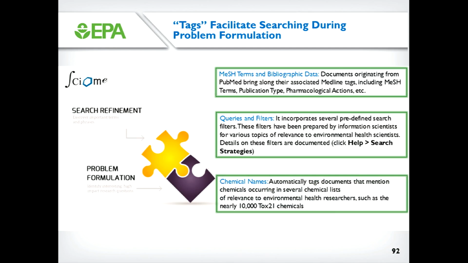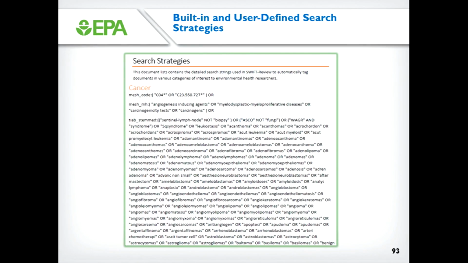You can also tag by chemical name, automatically tagging documents that mention chemicals occurring in several chemical lists of relevance to environmental health researchers, such as the Tox21 list of the 10,000 chemicals. So here's just an example of some of the built-in search strategies. This is for cancer, from the Report on Carcinogens. This is several pages long, and this is just a screenshot of the first page.